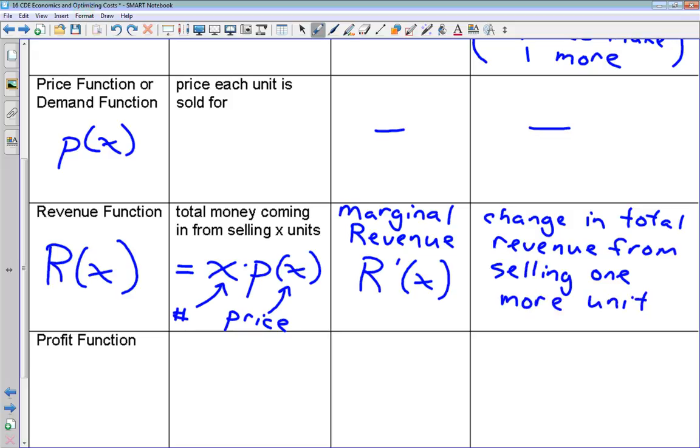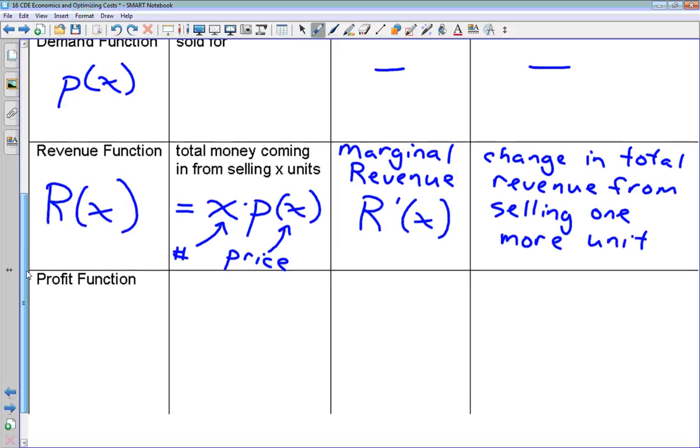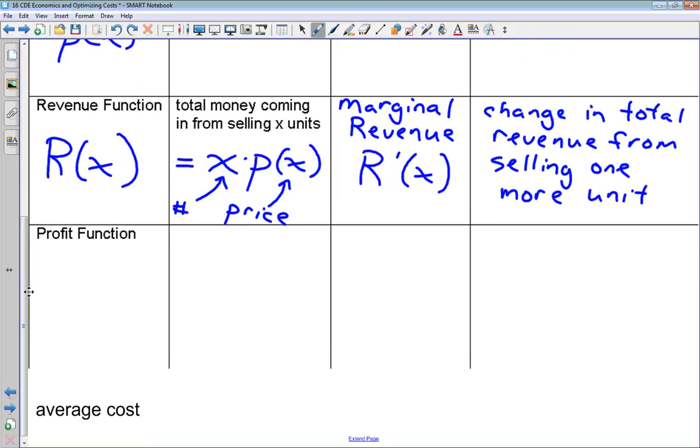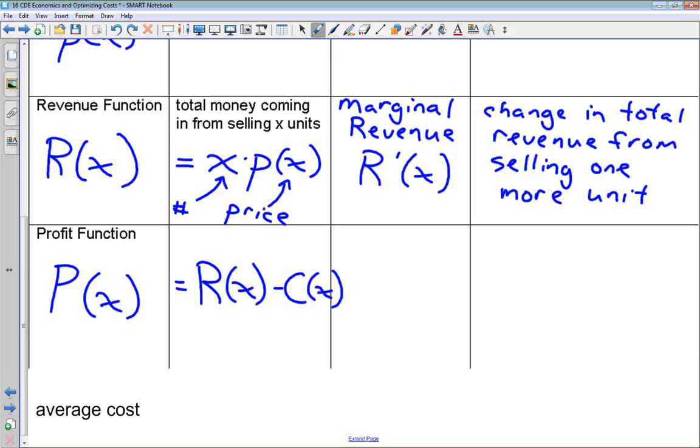So, and again, this is going to vary depending on the current number of units that are being produced and sold. Finally, we put all this together to get our profit function. Profit function is capital P at X, and our profit is just the difference between our revenue and our costs. So R at X minus C at X.